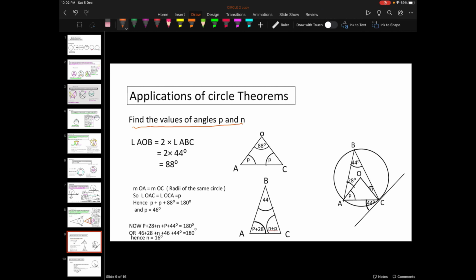Okay guys, now I will try to solve the questions with the help of circle theorems and their proofs. First problem is find the values of angles P and N. I have taken this question from the IGCSE book. Now in the figure, angle at B is 44 degree.